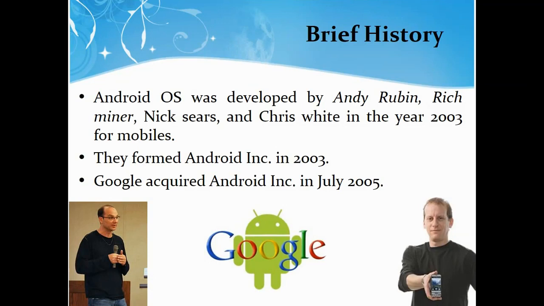A small history about it. I think you already know this, but it was actually developed by Andy Rubin. That's the name Android. Andy Rubin, Rich Miner, Nick Sears, and Chris White are the four people who created Android. Please remember that Google did not create Android, Google just bought Android. These four people formed Android Incorporated in 2003, and Google took it over in 2005.